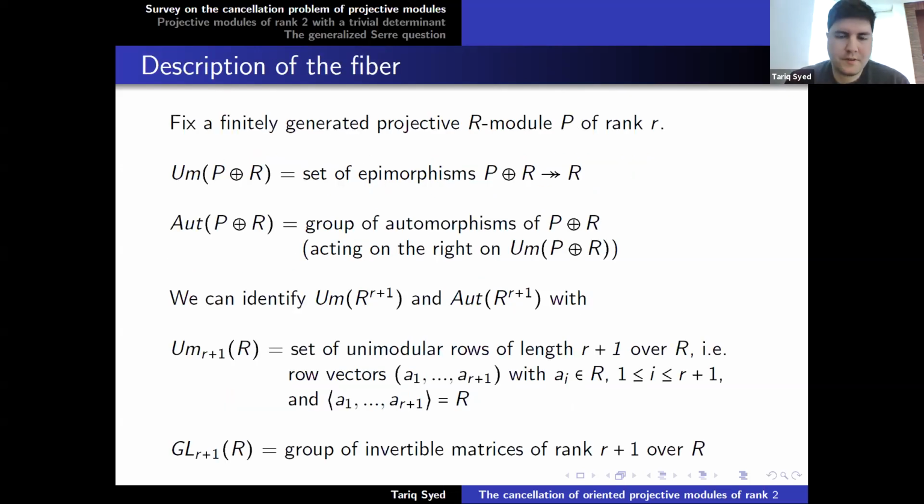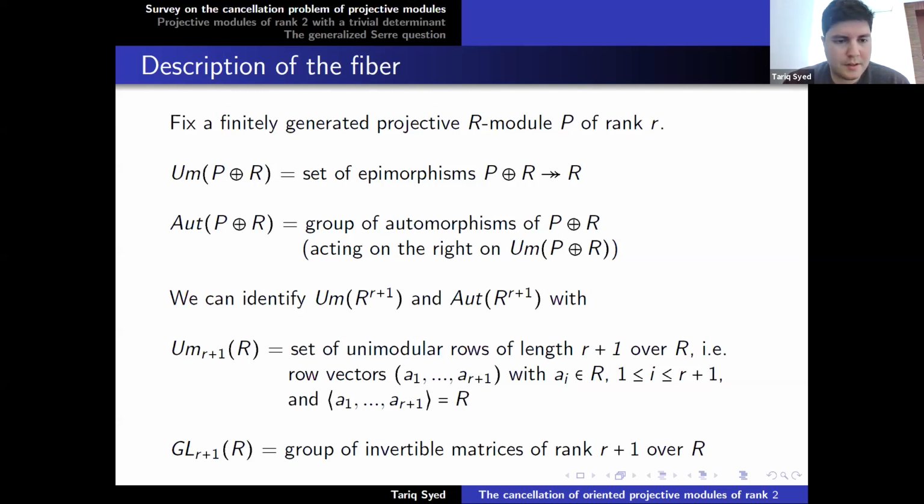We fix such a finitely generated projective R-module P of rank r, and we denote by Epi(P plus R, R) the set of R-linear epimorphisms from P plus R onto R, and by Aut(P plus R) the group of R-linear automorphisms of P plus R, which acts on the right on the set of epimorphisms by precomposition.